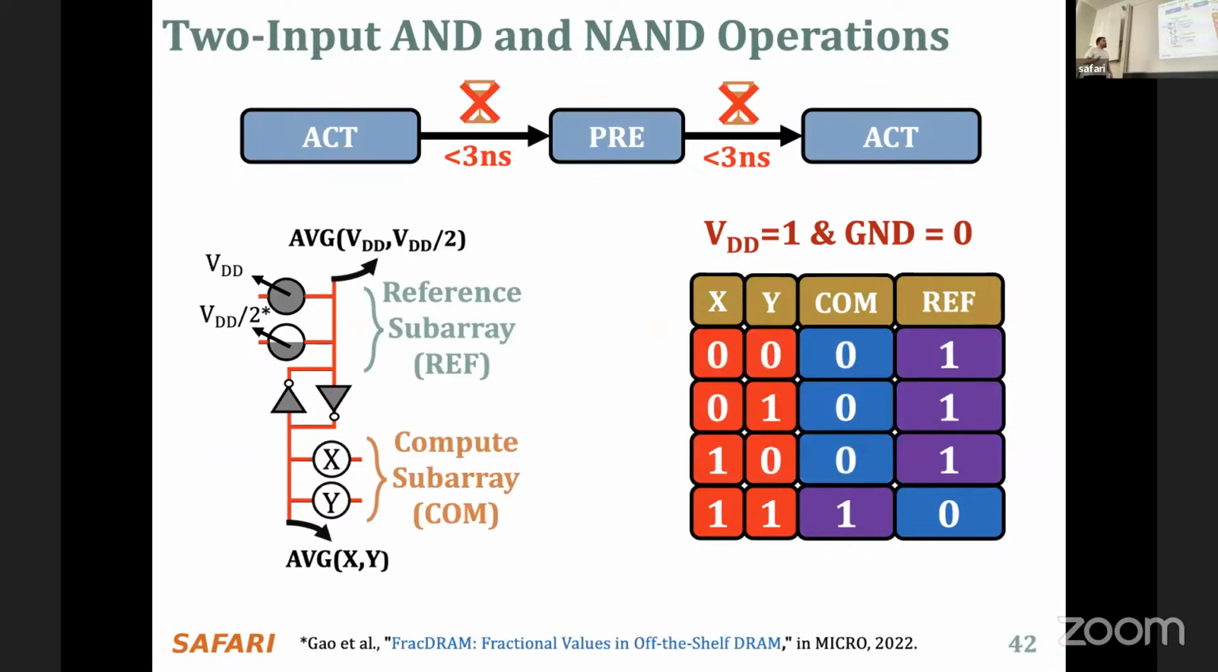ground. And as you can see here, when we perform this operation, the complete subarray becomes the AND operation of X and Y. And the reference subarray becomes the NAND operation of X and Y. As you can imagine, the NAND operation is because there's a NOT gate over there. If you have the AND operation in one subarray, the other subarray will have the NAND operation. So it's because we carefully initialize the cells in the reference subarray as VDD and VDD over 2.